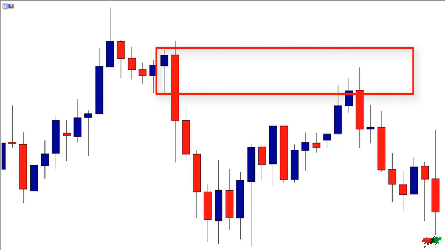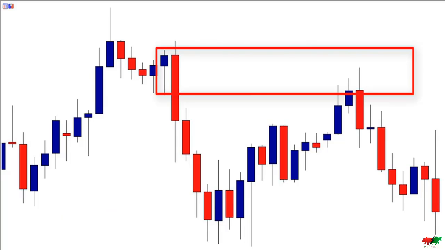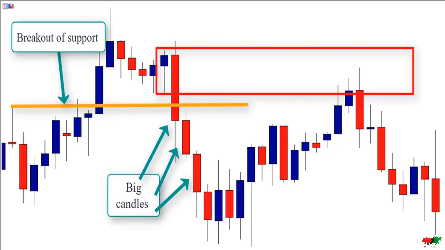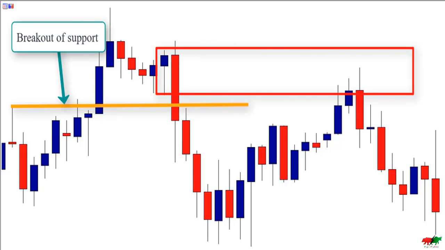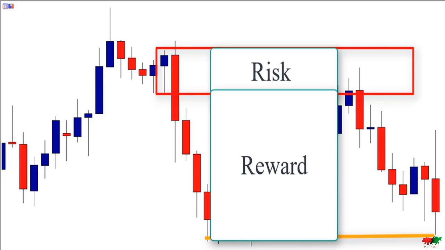As you can see, the zone is strong, but sellers still find some resistance. There is a rejection here, another rejection here, and another one here. So sellers were rejected by buyers, but despite this rejection, the zone is still strong because the candles are big and strong. The previous support level is broken and the zone is fresh. The risk to reward ratio is good as well.